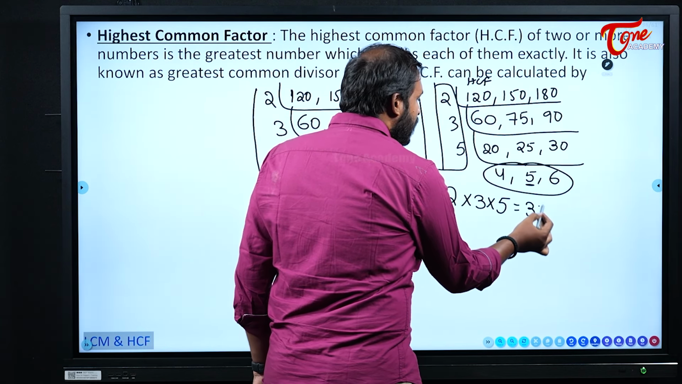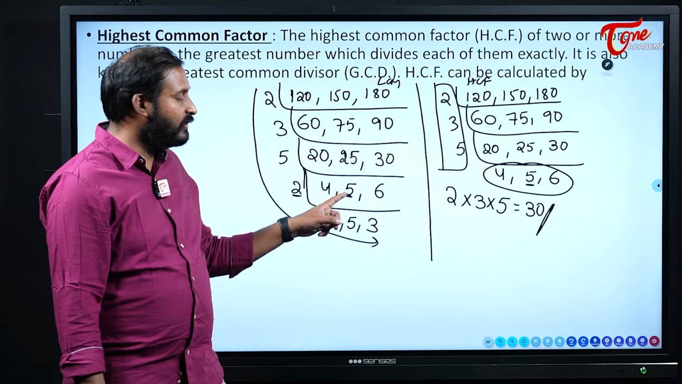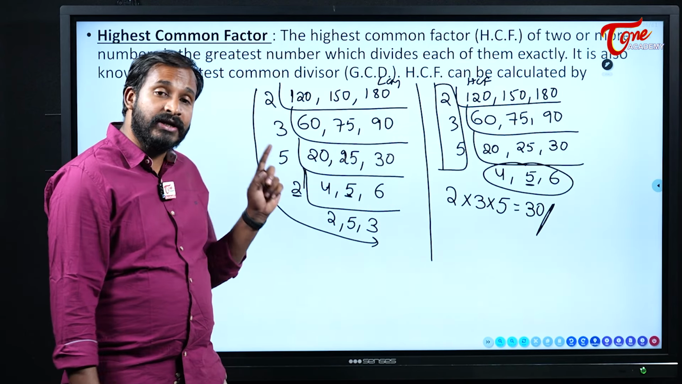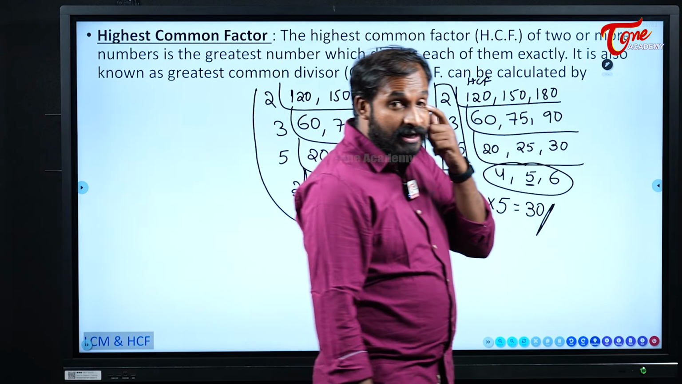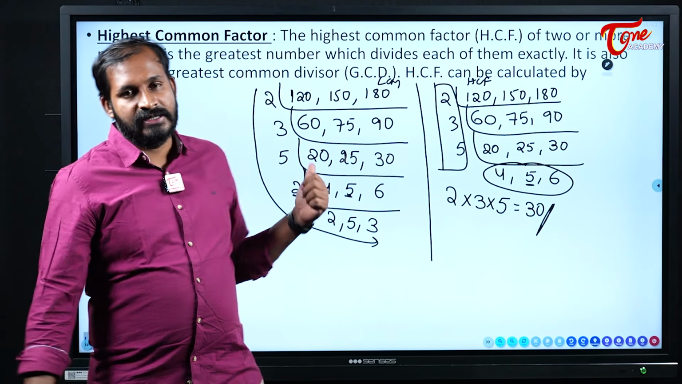That is 30. 30 will be the HCF of these 3 numbers. When it comes to LCM, even if one number is not divisible, we can continue our process and do the remaining things. So, this is the major thing which you need to observe between the LCM and HCF.